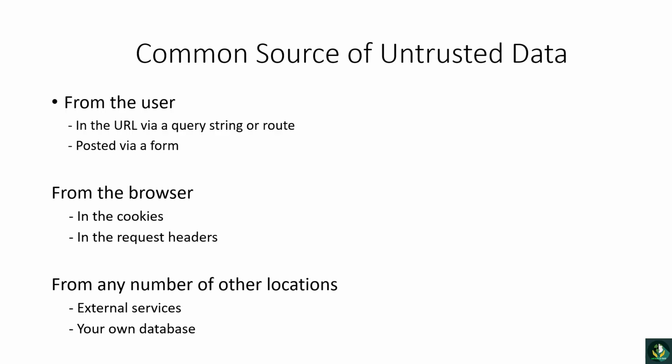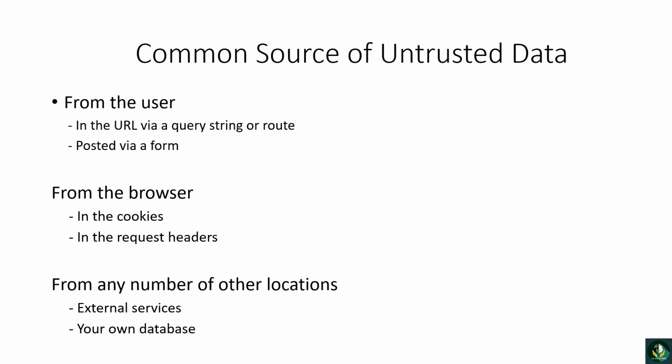Let's have a look at some of the places that untrusted data can come from, and the obvious one is from the user. So how does a user provide untrusted data to a system? The first thing is the query string or any other attributes of the URL. It's easy for a user to change the URL to manipulate parameters, and that's something we'll be looking at in more detail later on, in the parameter tampering lecture.